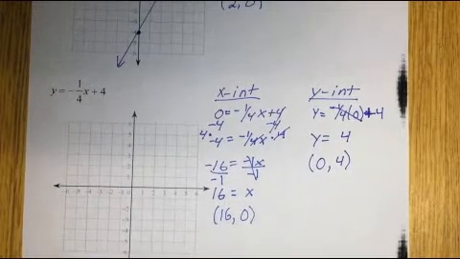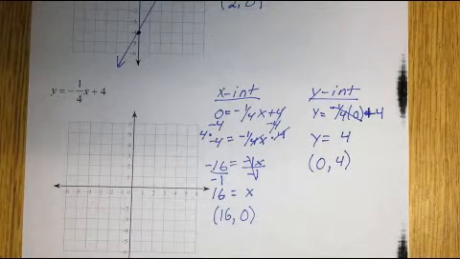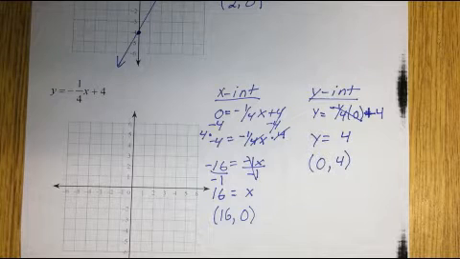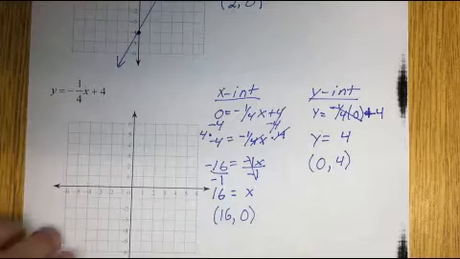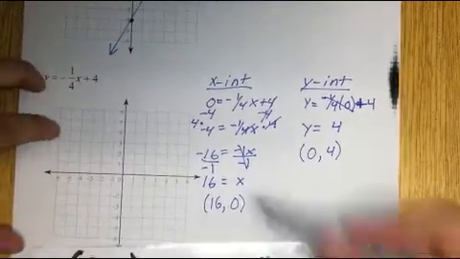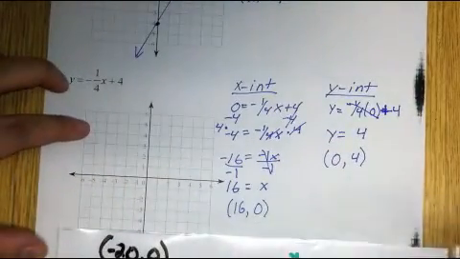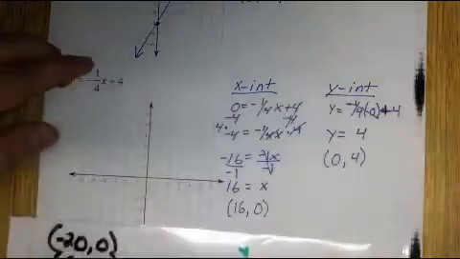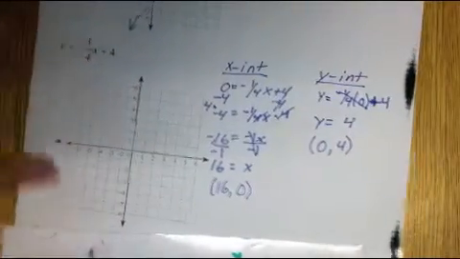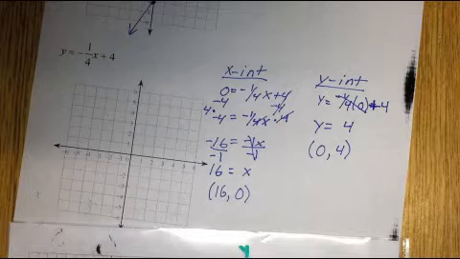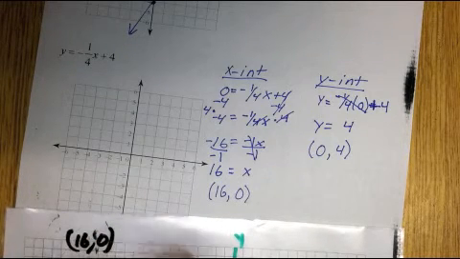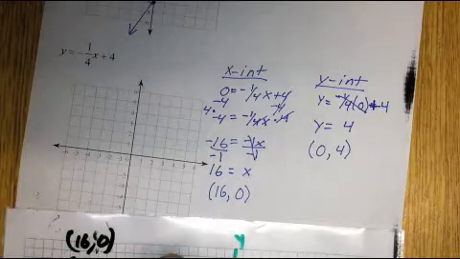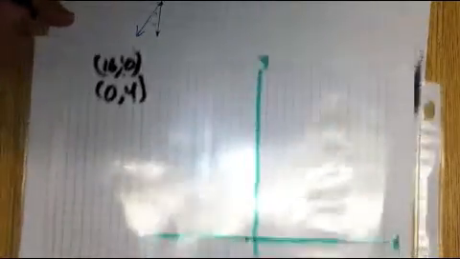Now we just got to plot. All right, so let's do that. Okay, let's take a look. Remember, I can't fit this on this little thing, so I made another coordinate plane. So let's go ahead and do that. So what points are we using? We're using 16, 0. And we're using 0, 4. Okay, so let's go ahead and plot those.